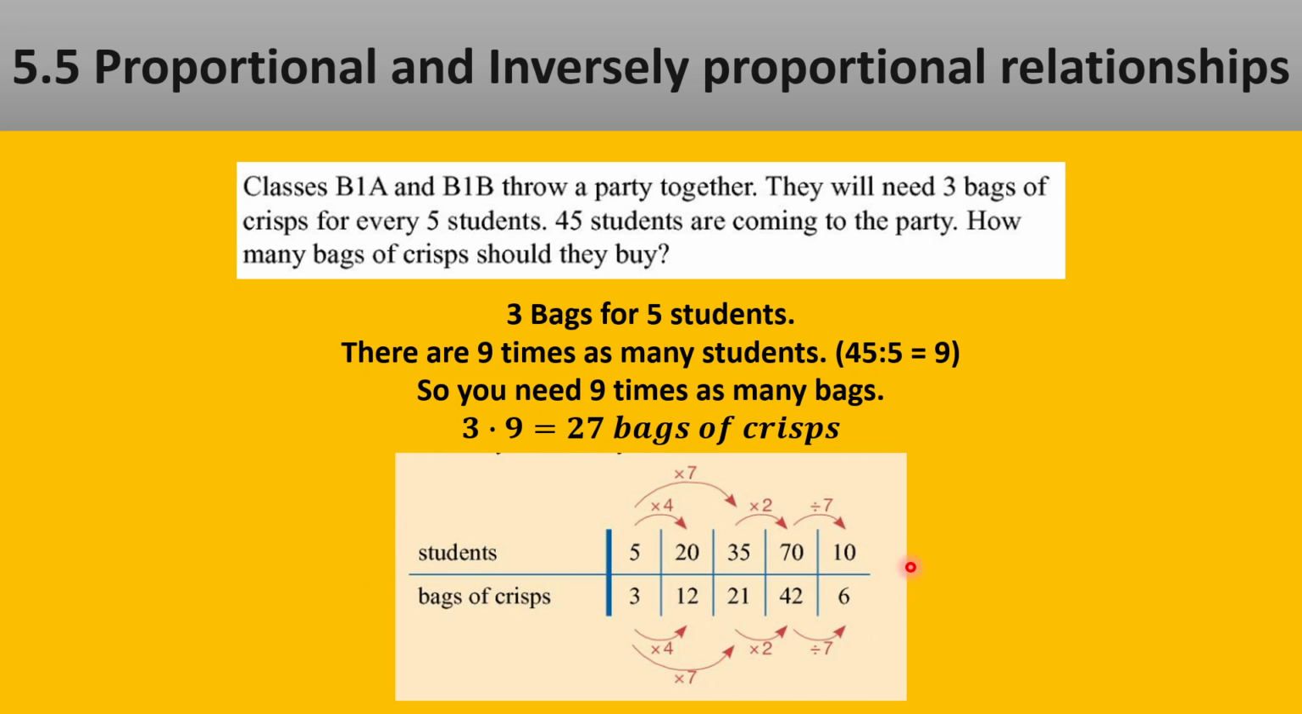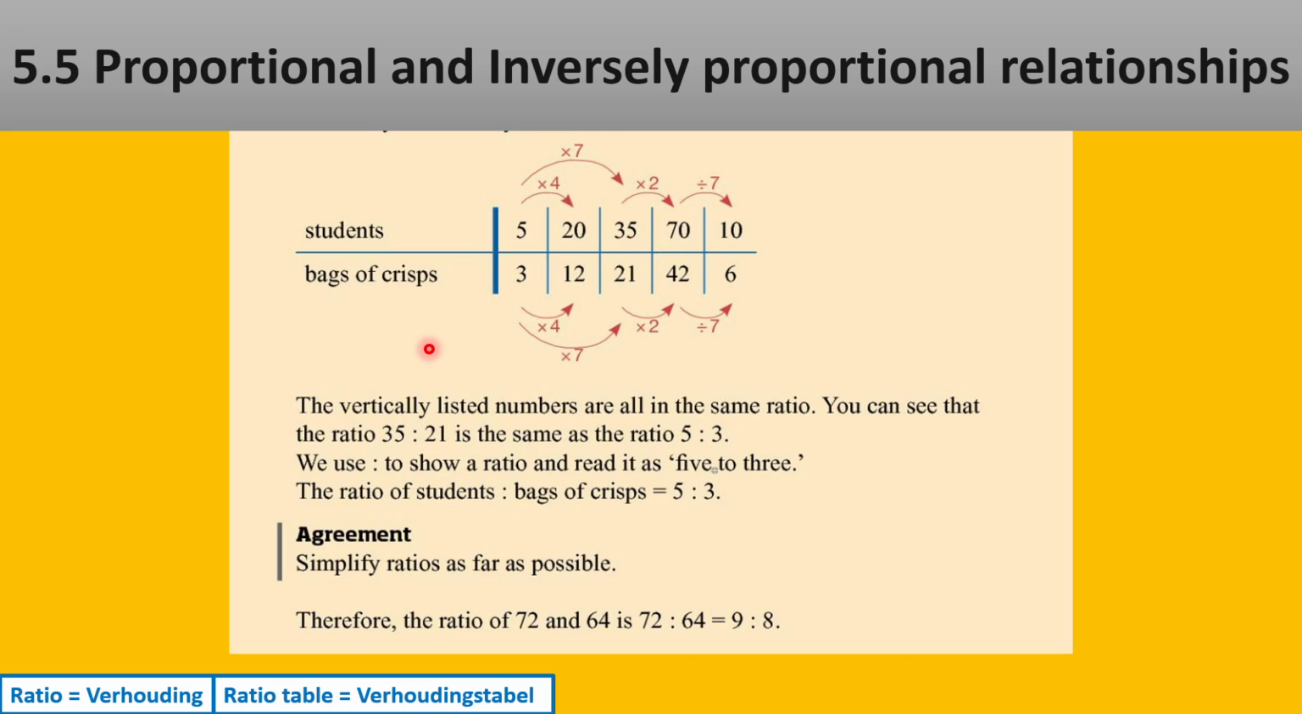And this table here is quite important. This is what we call a so-called ratio table, or in Dutch, een verhoudingstabel. And if we say things have the same ratio, then we mean in Dutch dat ze dezelfde verhouding hebben. So for example, we have the ratio 5 to 3. That's the same ratio as saying 20 to 12, or 35 to 21, 70 to 42, and 10 to 6 are all the same ratio.